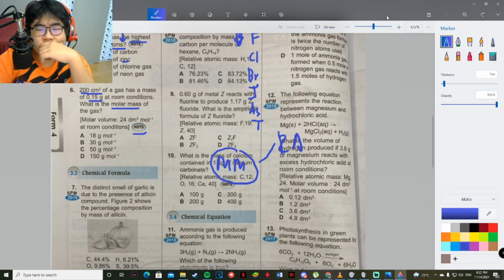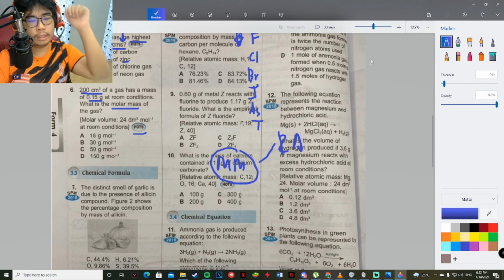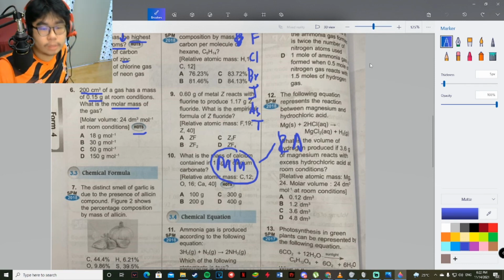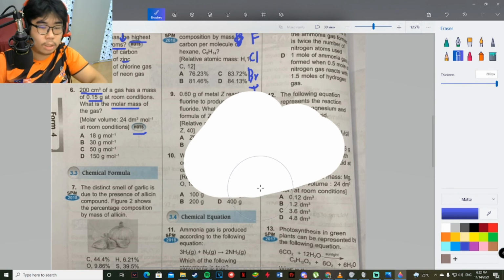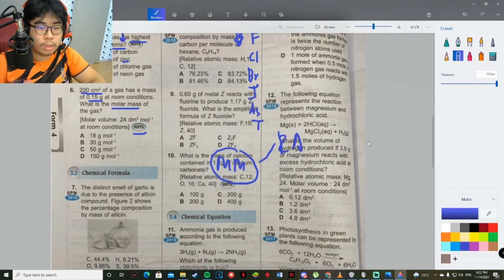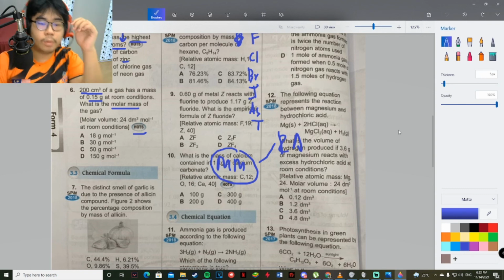The following equations represent the reaction between magnesium and hydrochloric acid. So, what is the volume of hydrogen produced if you mix them? Okay, this is a good question. Alright, let's try to do this. Oh, you actually rearrange the whole thing. Oh my god. Now, what is the volume of hydrogen gas produced?